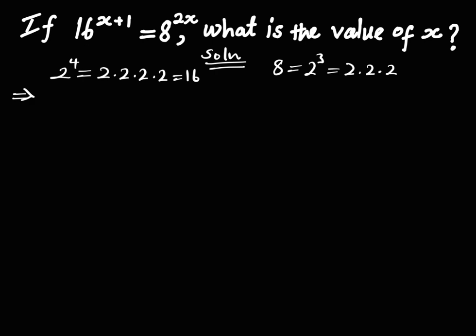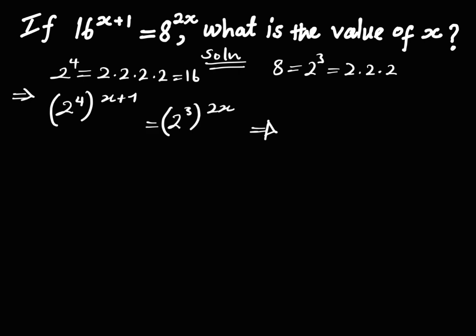Now, let's go ahead and convert this. Instead of 16, we are going to write 2 raised to the power of 4. Then we put brackets and write the power x plus 1, is equal to, instead of 8, we are going to write 2 to the power of 3 because they are the same. Now we have 2 raised to the power of 3 in brackets. Then we write the exponent, which is 2x.